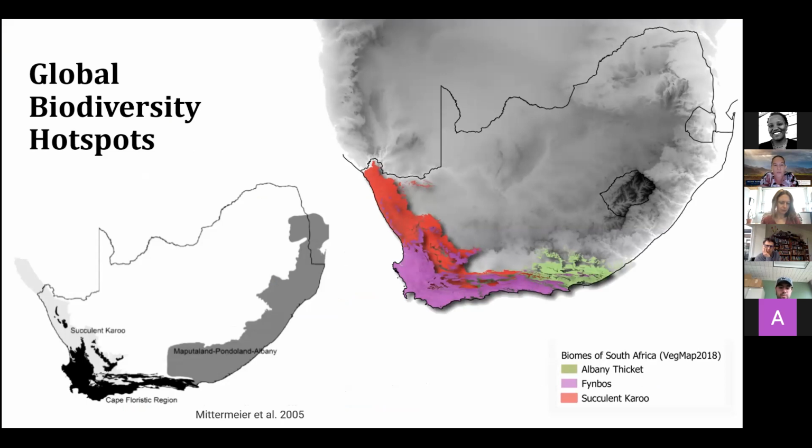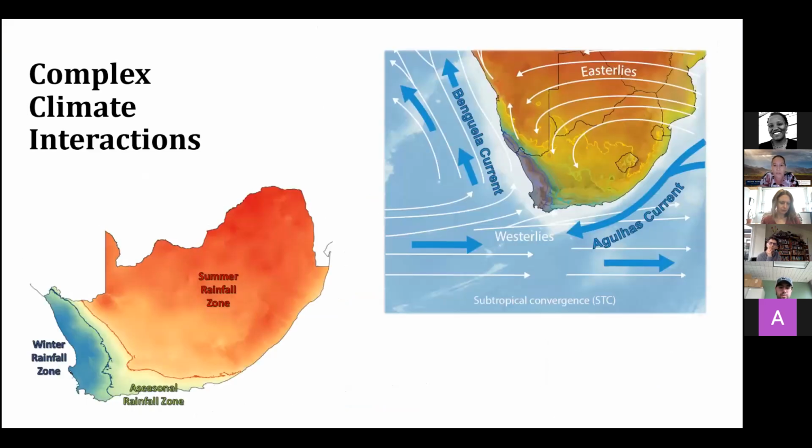So from the botanical perspective, it's really important. From a climatic perspective, it's important, and also really complicated and complex in terms of the long-term climate changes in the region, due to the many interacting features of the climate system within the region, and the fact that we have the winter rainfall zone, the CFR encompassing much of the winter rainfall zone, which is very different from the rest of Southern Africa, which is currently experiencing summer rainfall.